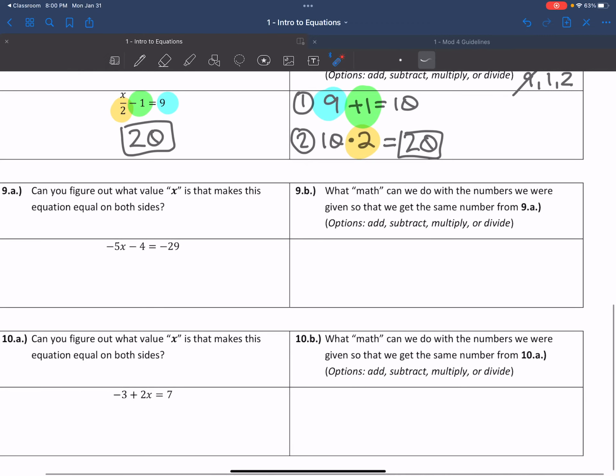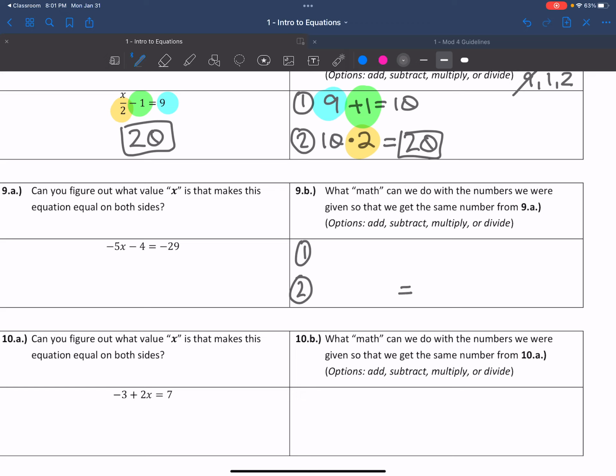All right, so in number 9, we have negative 5x minus 4 equals negative 29. Oh boy, I know it off the top of my head because I did these problems about 6 billion times today. But you might not be able to figure it out off the top of your head, and that's okay. I chose this because I figured it would be difficult. So we're going to have 2 steps here, and we eventually need to equal something.